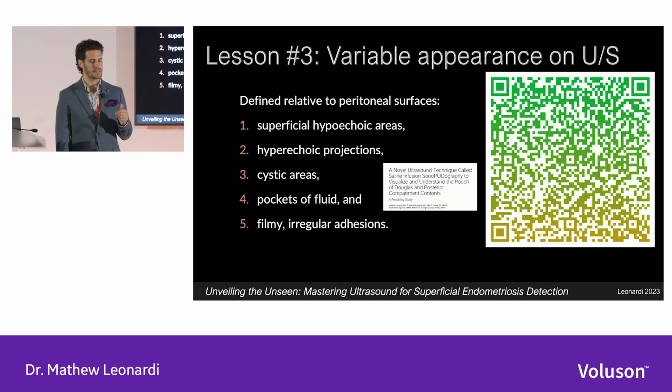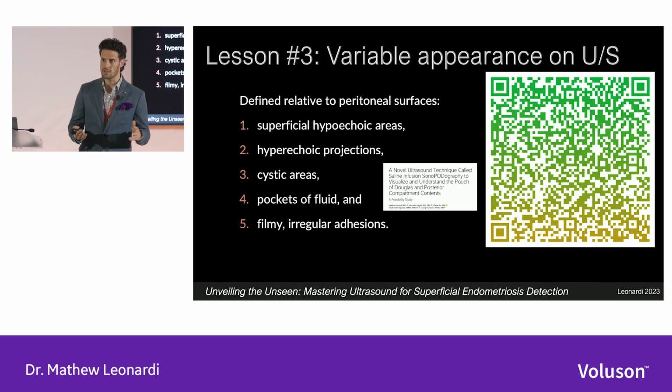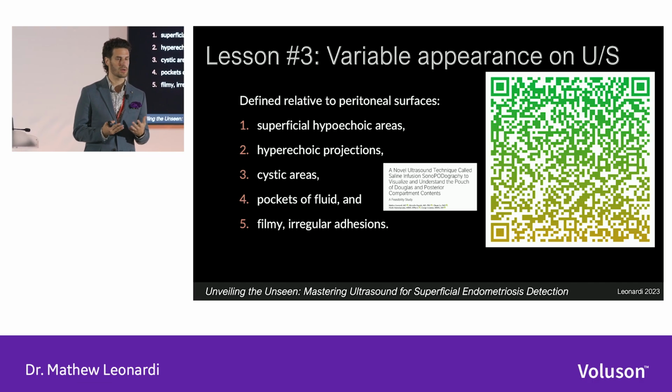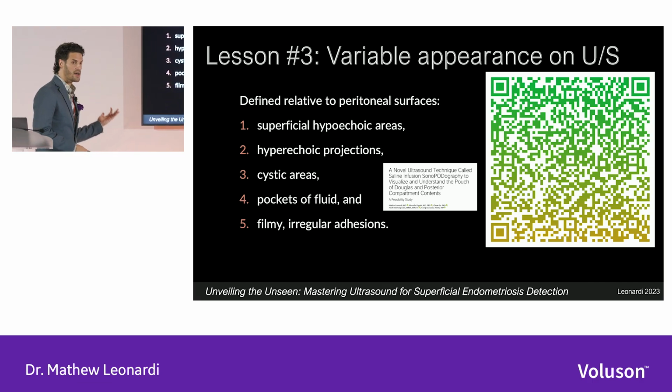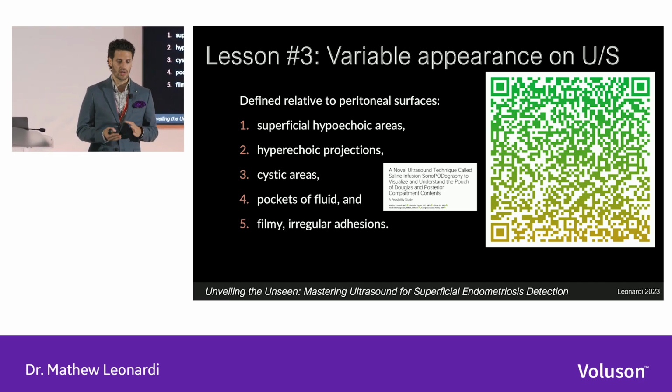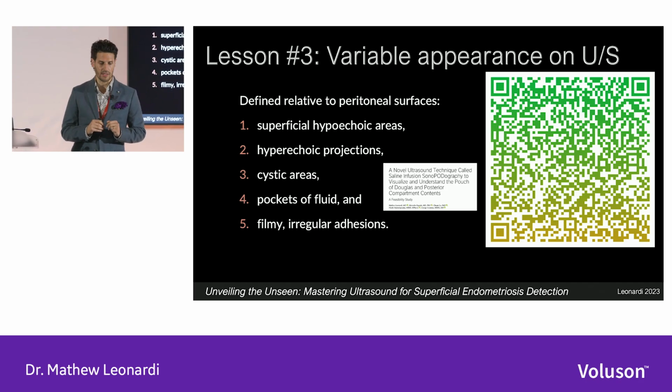So as we developed this technique, we started to see these features, and then we started to realize, like all things in ultrasound, we need a language. We need to try to come to a language that describes what we're seeing. And you'll see here the list of the 5 features that we believe best summarized superficial endometriosis, the variable appearance.